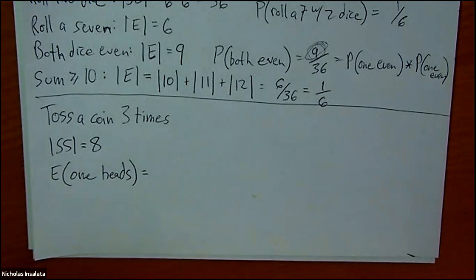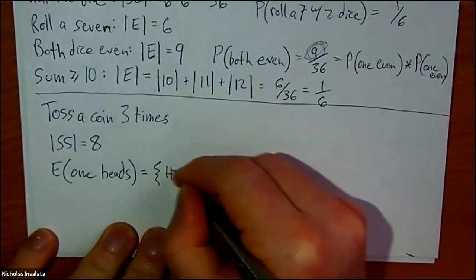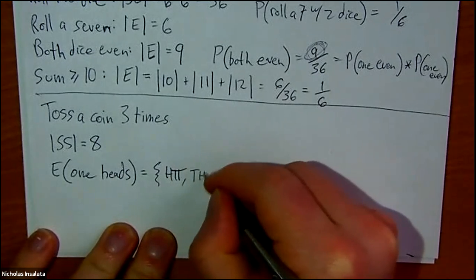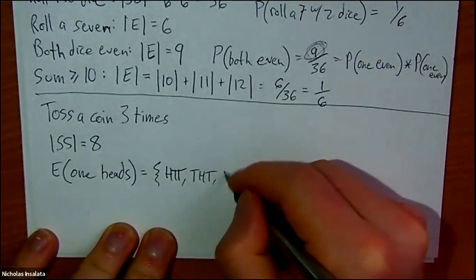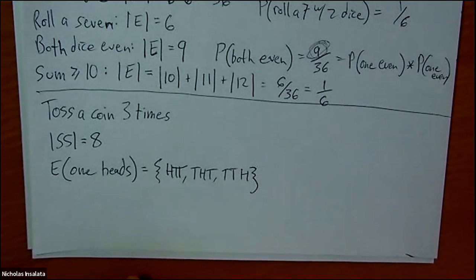3 out of 8, good. And what would be its contents? What would be the actual members, the actual outcomes for that set? Good. Heads, tails, tails. Tails, heads, tails. And tails, tails, heads. Very good. Okay. What about the event space that at least 2 tosses have a heads?